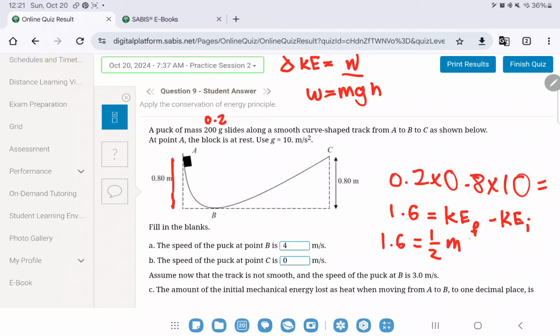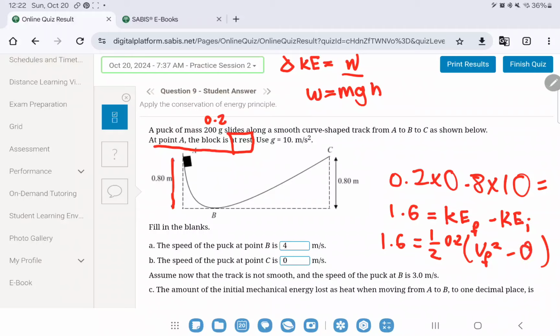not yet, v final squared minus v initial squared. So what we're going to do here is substitute the m with 0.2, and we're going to substitute v initial squared with 0, because at point A the block is at rest, so you don't have an initial velocity. So we're going to substitute this with 0.